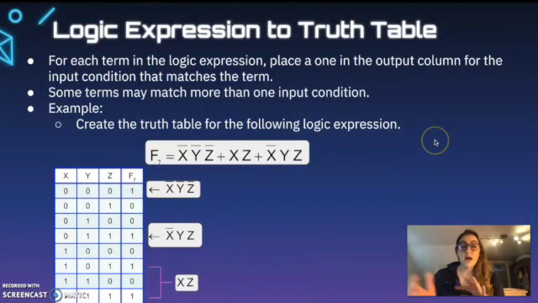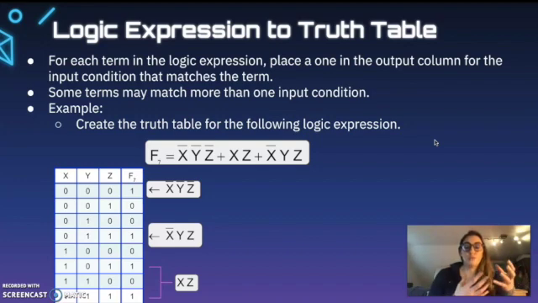So now, how do we do the reverse of that? How do we take a logic expression and create a truth table from it? If we were given this to design our circuit, how do we work backwards to create it? Well, for each term in the logic expression, we have to place a 1 in the output column for the input conditions that match the min term. Some terms match more than one input condition, so we just have to be careful when we're writing it.